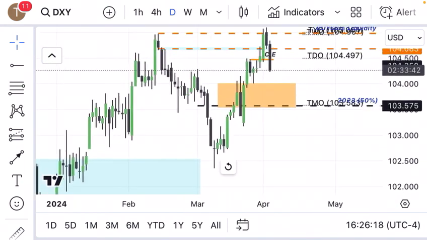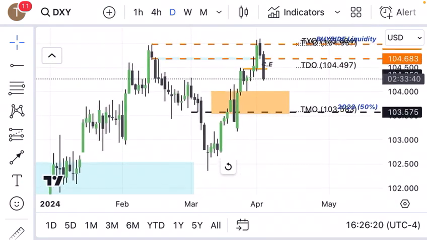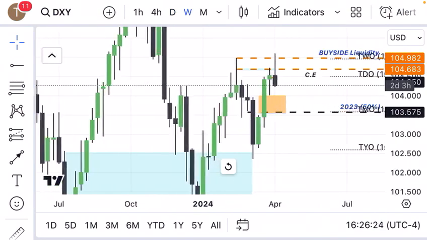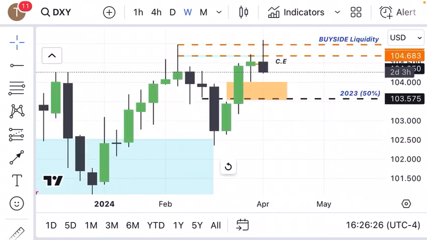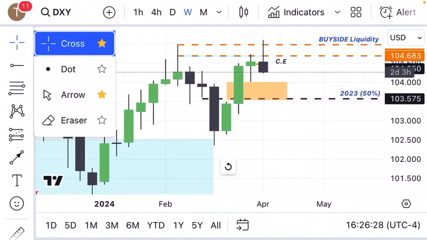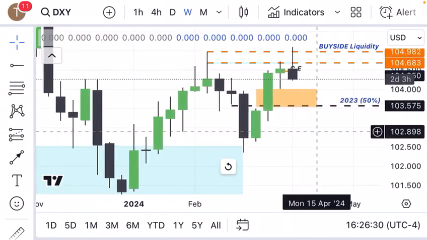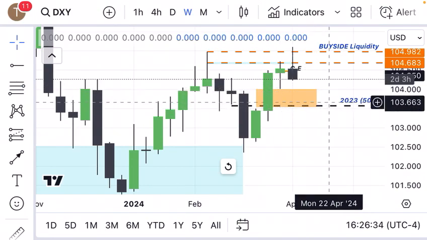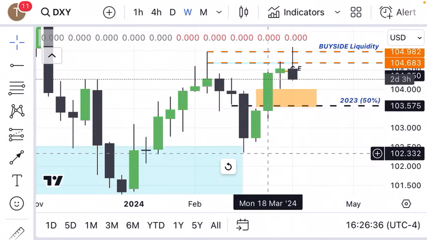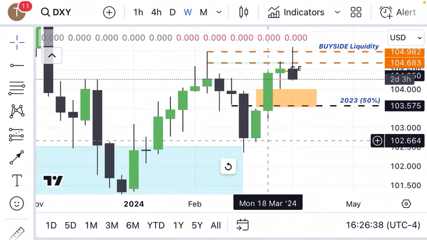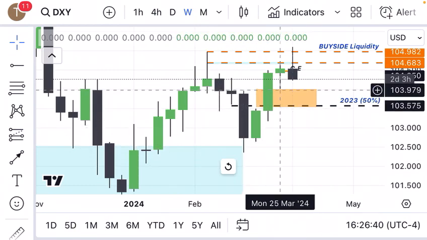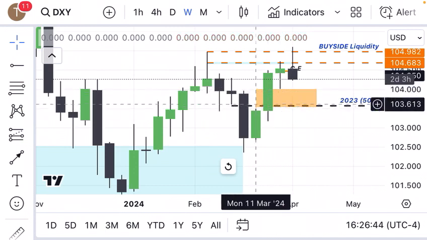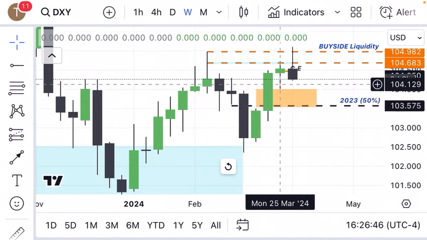So the dollar could be retracing lower, and if we do close below this weekly fair value gap, which is the one highlighted with the orange line, we could be moving below the sell side liquidity. So it's very important to wait first and see how price reacts to this fair value gap.